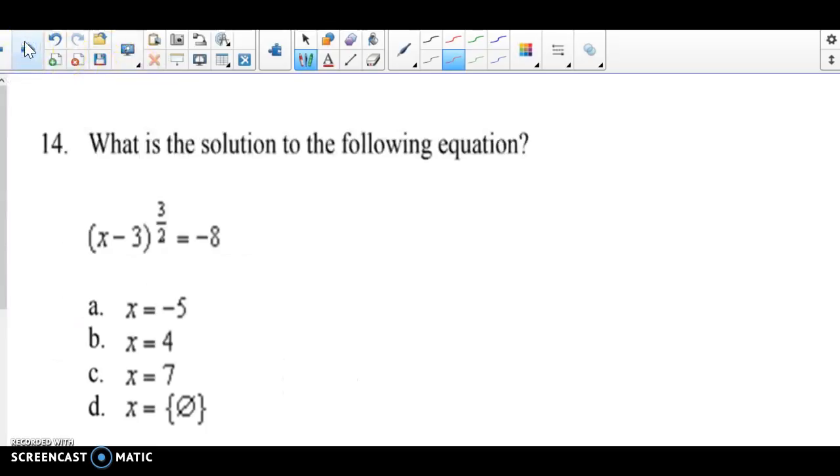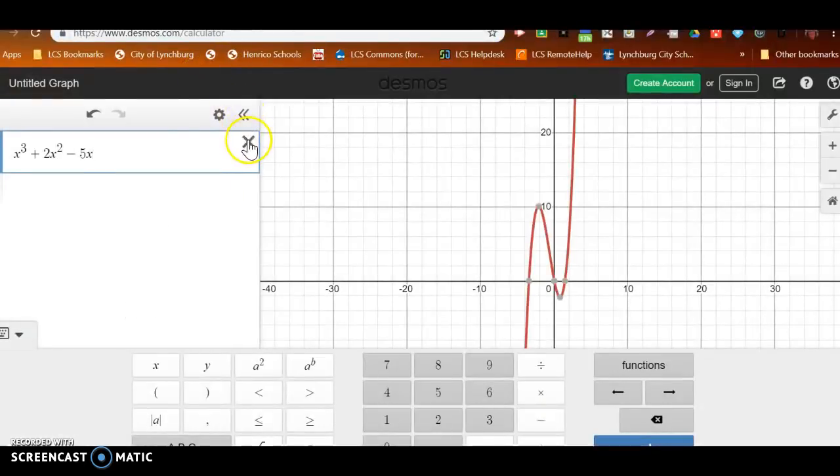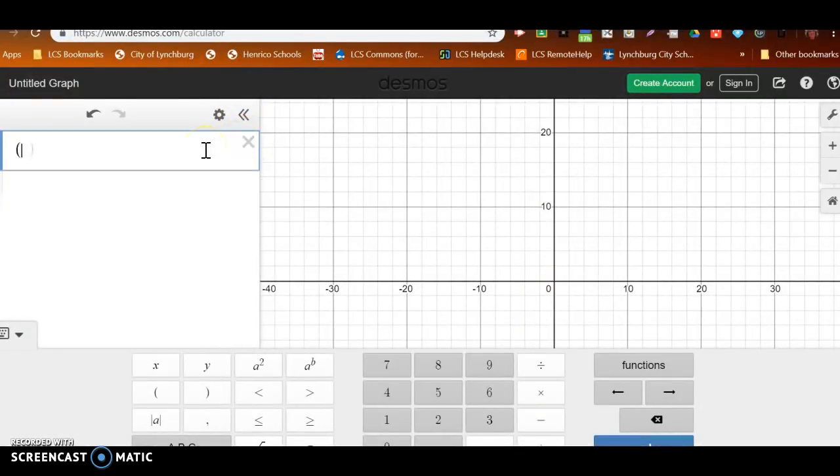For this one, if we look at it and try to solve it, if we plug it into Desmos, I think we can end up with our answer choice. So let's go to Desmos and plug this one in. We've got (x minus 3) in parentheses raised to the power of 3 divided by 2 equals -8. Let's see what we get on this one.